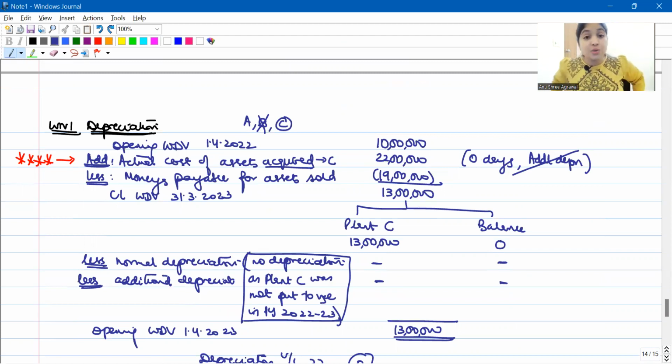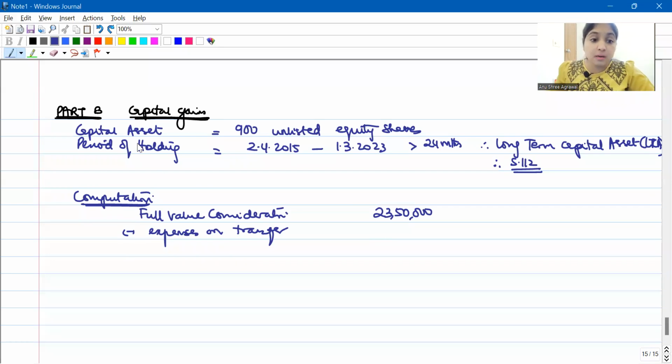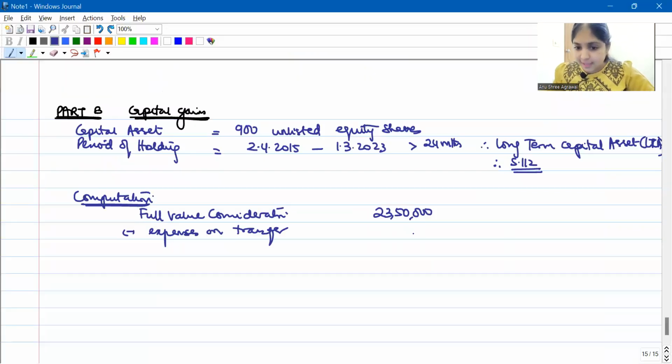Is this clear? Did you grasp this? Yes, I'll repeat one last time. In block calculation over here, the expenses on transfer will play no role at all. But expenses on transfer do play a role in capital gains. Do we have expenses on transfer for the shares? Nothing at all. So this 23 lakh 50,000 also becomes our net consideration.